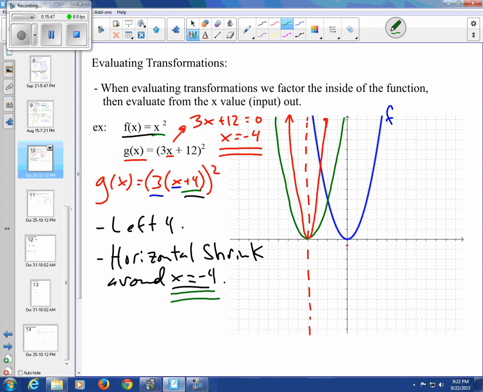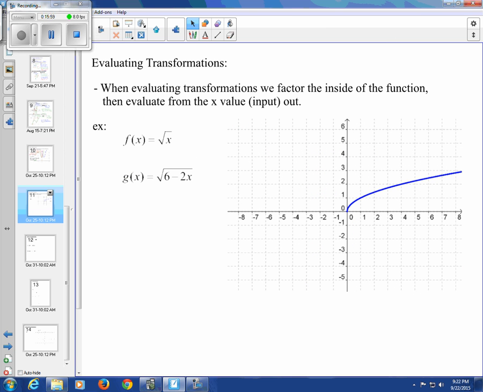The square root is evaluating to 0 at x equals -4. I have to plug in -4 in order for the square root to evaluate to 0. So let's take a look at this next one. Right here we've got the square root function, right?